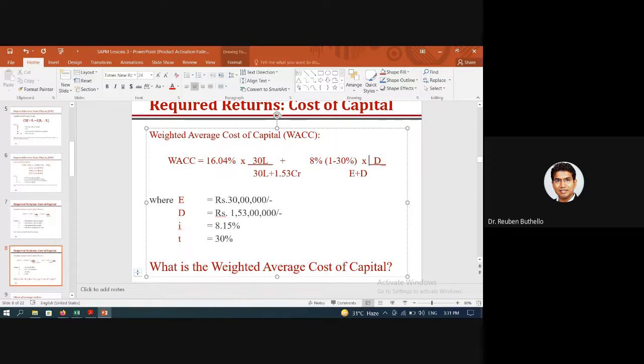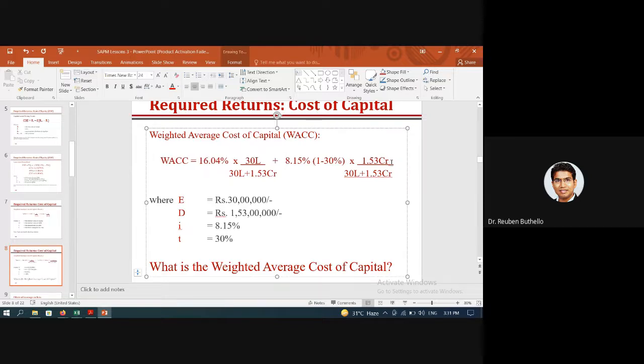Correct? Now debt is how much? 1.53 lakh crore. And this is again 30 lakhs plus 1.53. Is this correct? Sir, the interest is 8.15%. Oh yes, so why have you taken only 8%? Because I'm a silly boy, so it has to be 8.15 only. I do a lot of stupid, silly mistakes like this, so it's good you all bring it to my attention.